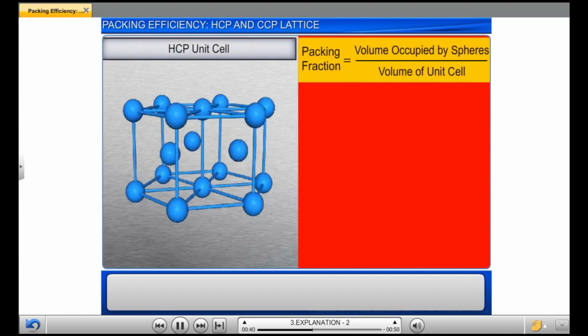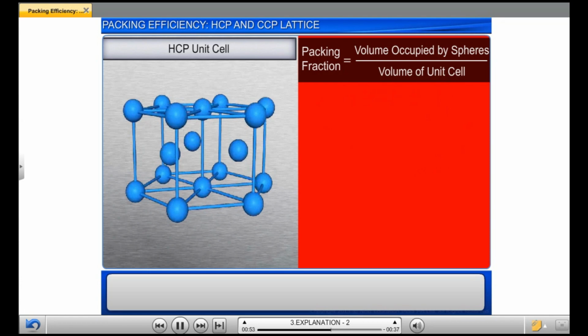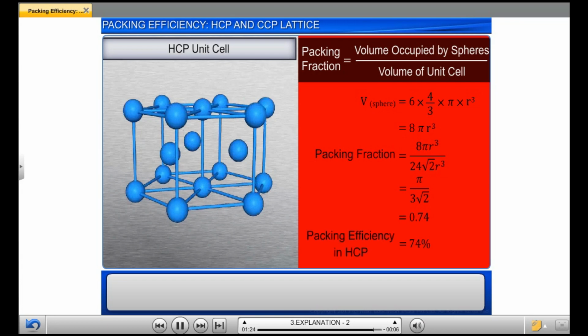Let us now see the formula for packing fraction. It is the ratio of the volume occupied by spheres per unit cell to the volume of the unit cell. The volume of spheres in this unit cell is given by V sphere is equal to 6 multiplied by 4 upon 3 multiplied by pi multiplied by r cube, which is equal to 8 pi r cube. Substituting the volume terms in the packing fraction term and simplifying, the resultant value is 0.74, which is equal to 74%. Therefore, the packing efficiency in HCP arrangement is equal to 74%.